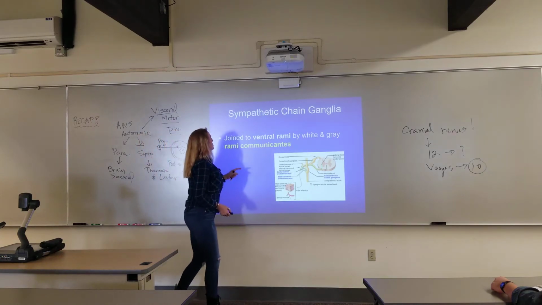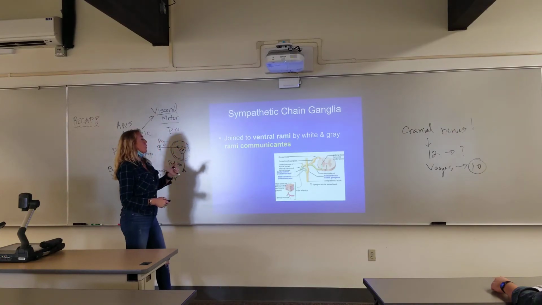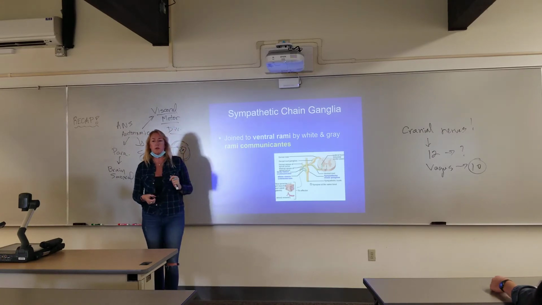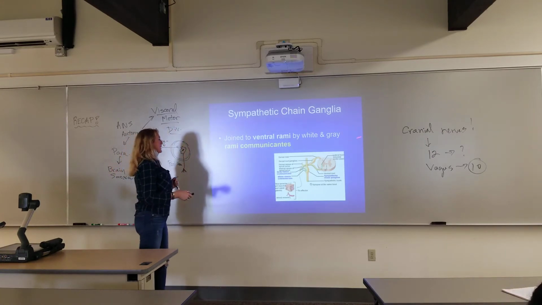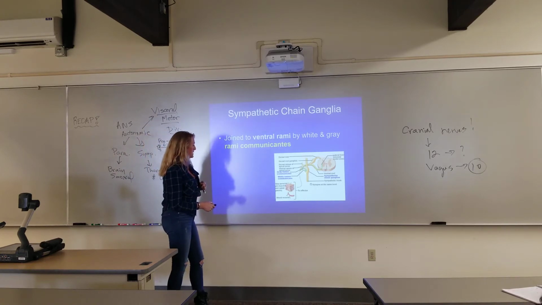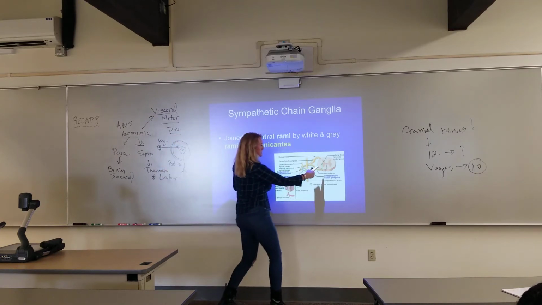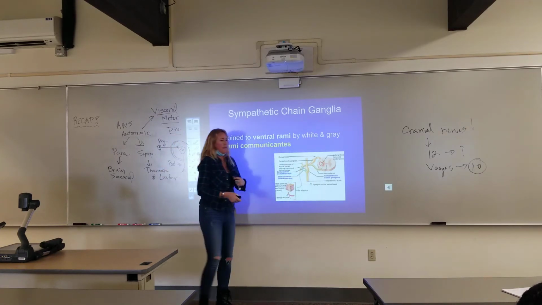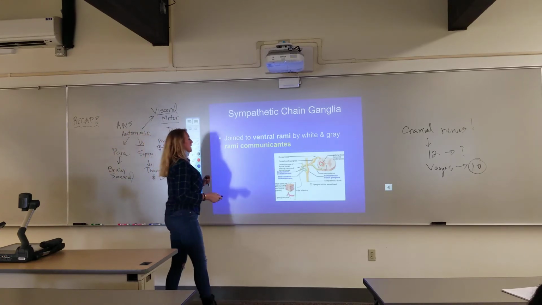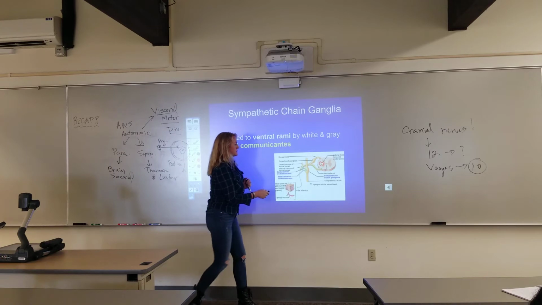Okay, so the sympathetic chain ganglia actually join to the ventral rami by these structures called the rami communicantes. They are white and gray, shown right here. Here's the white rami communicantes, and here's the gray rami communicantes. But basically what happens is the lateral horn is where that preganglionic sympathetic neuron is. That's where the cell body is.